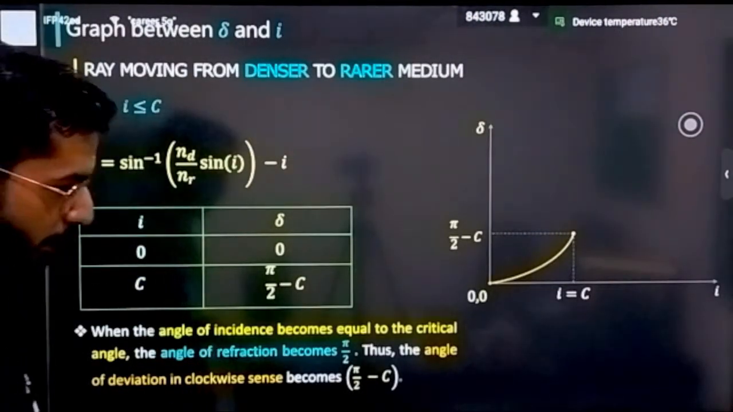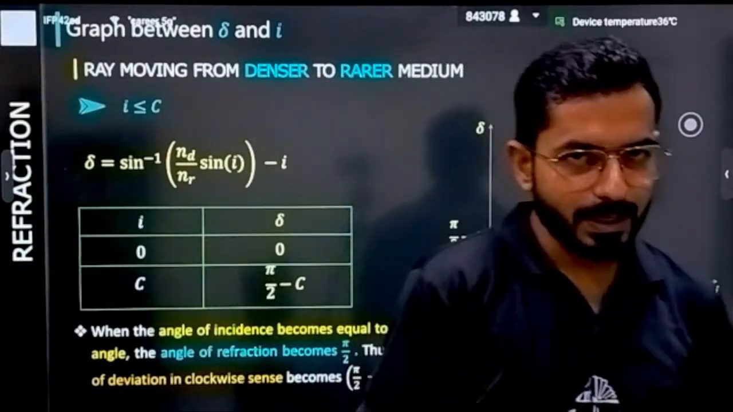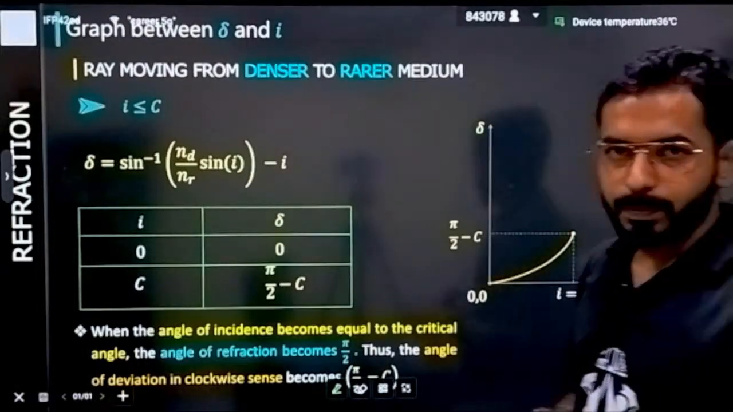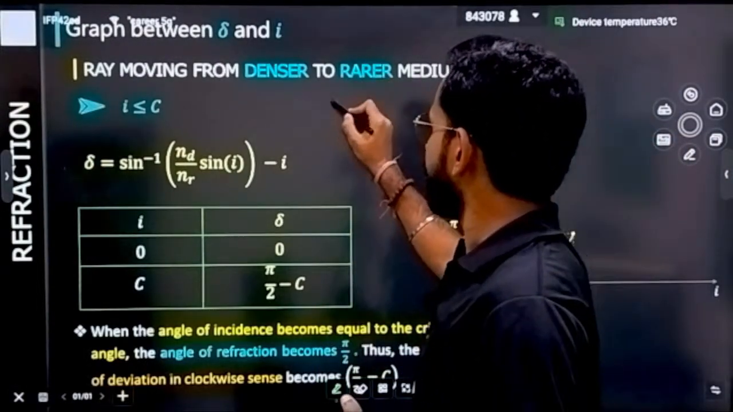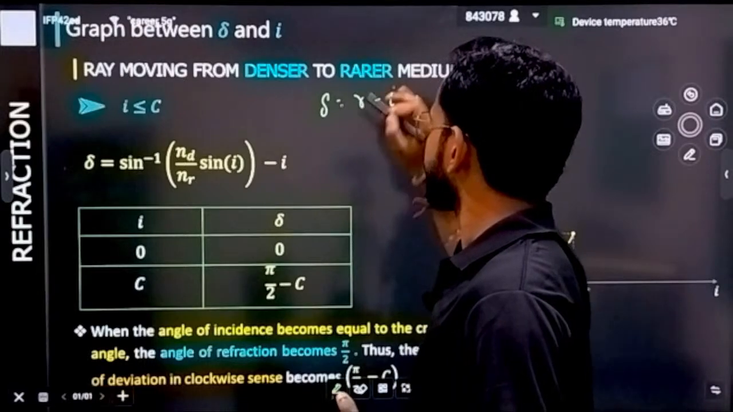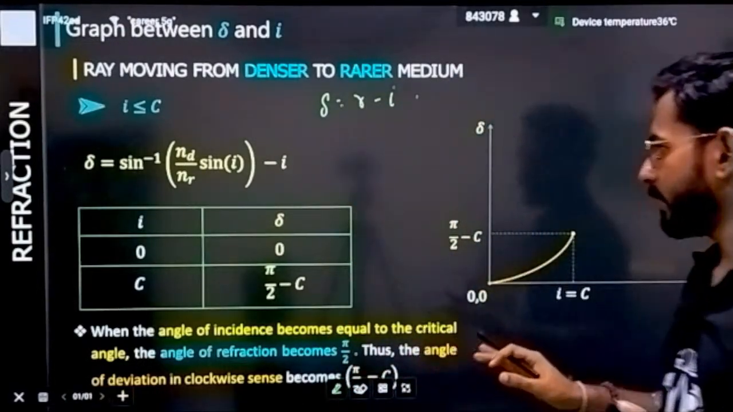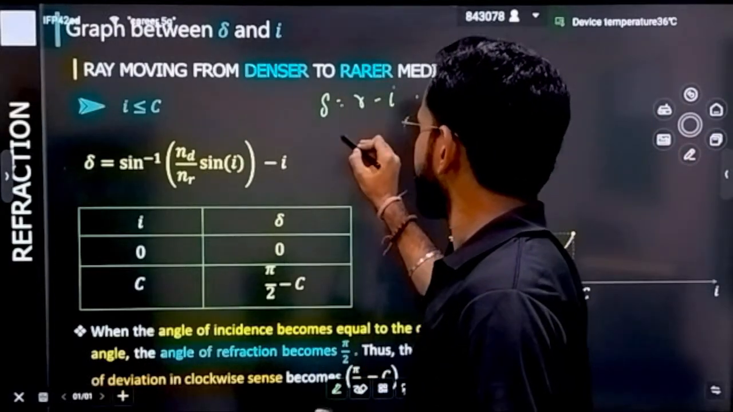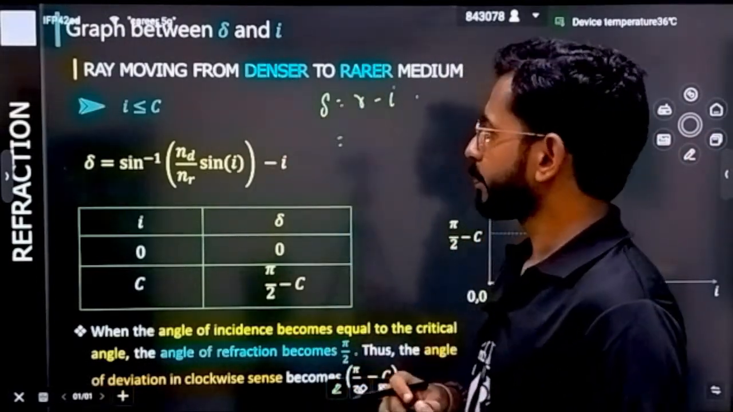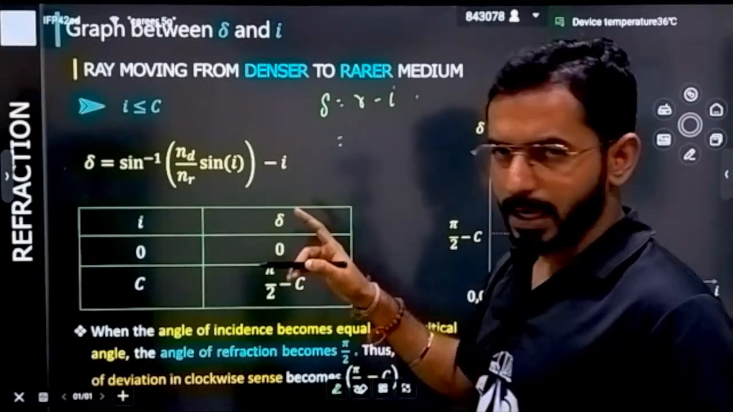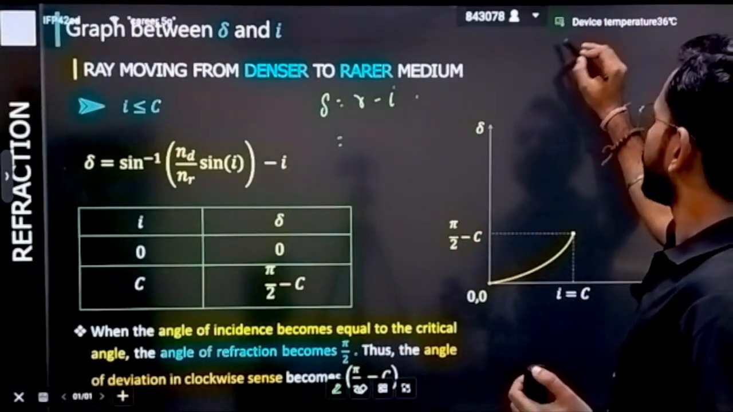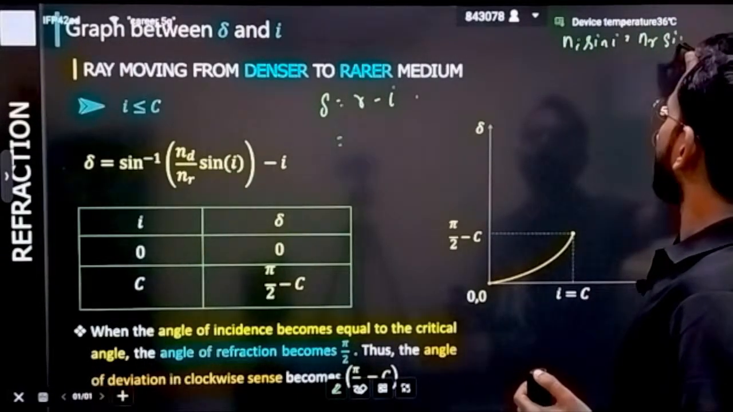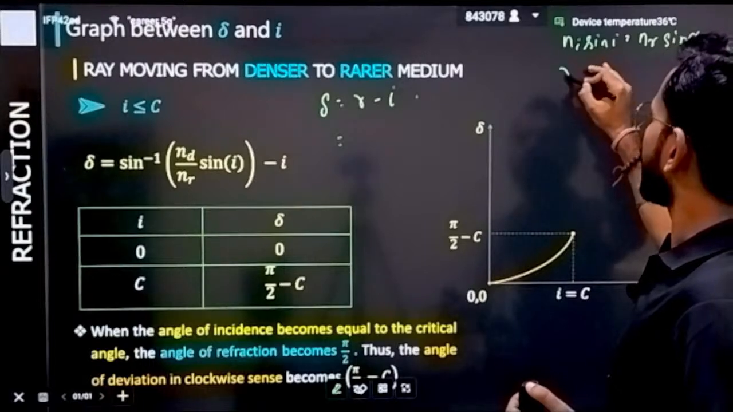Fine. Now let's see some important curves, very important curves that are present here. When it is moving from denser medium to rarer medium, how will you write the deviation? You will write deviation as r minus i, because I have to plot a curve. If I tell you to plot deviation versus i, how will I write r? Apply Snell's law. You remember how you applied Snell's law in that condition? You wrote Ni sin i is equal to Nr sin r. So if you have to write r, how can you write r?